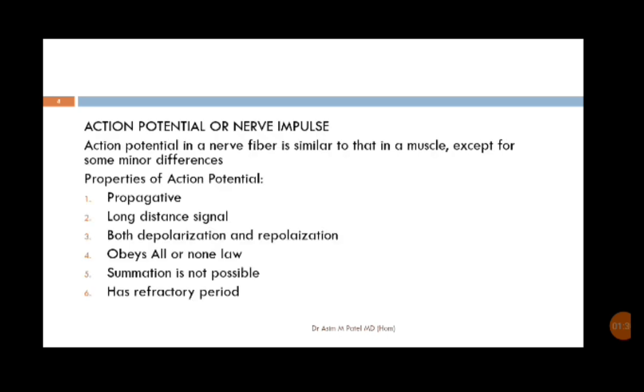Action potential or nerve impulse. Action potential in a nerve fiber is similar to that in a muscle, except for some minor differences. Properties of action potential. The action potential is propagative. It is a long distance signal. The third property is it has both depolarization and repolarization. The fourth property is it obeys the all or none law.